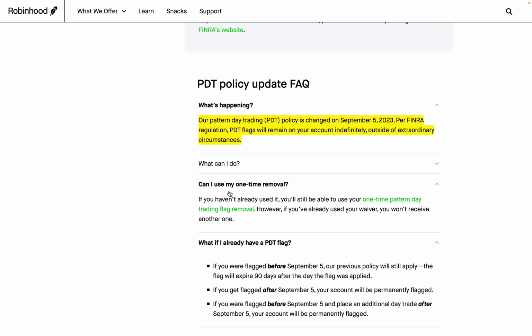So if you take a look here, can I use my one-time removal? If you haven't already used it, you'll still be able to use your one-time pattern day trading flag removal. But if you've already used it, you're not going to get another one here.